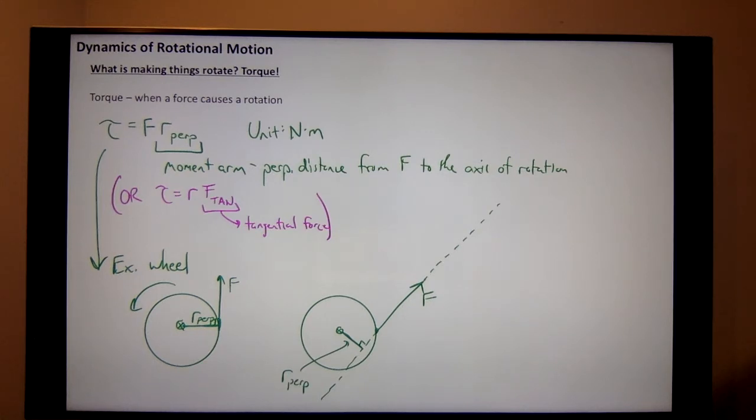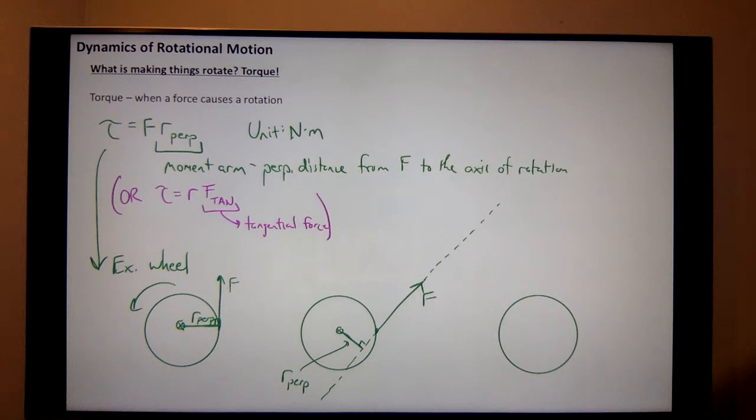Notice it's less than the radius. Same force, less R perp gives me less torque, okay? So there are ways we could find that. I'll show you how to do that in a later problem, but I want to imagine sort of an extreme case.